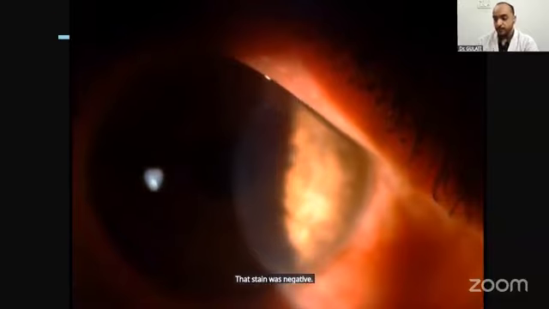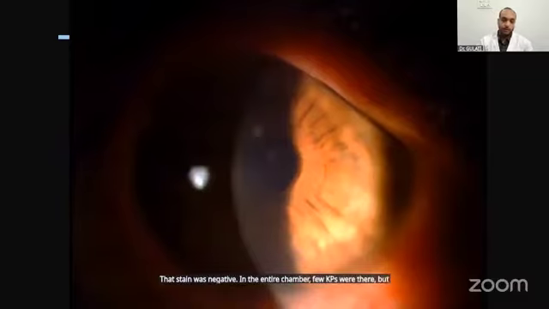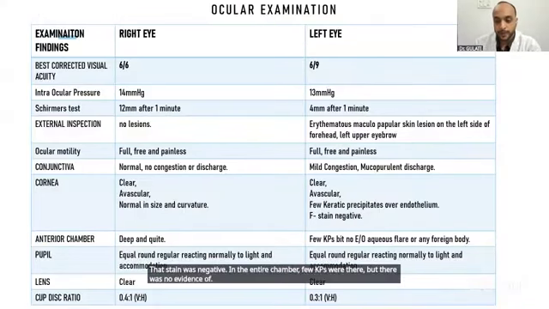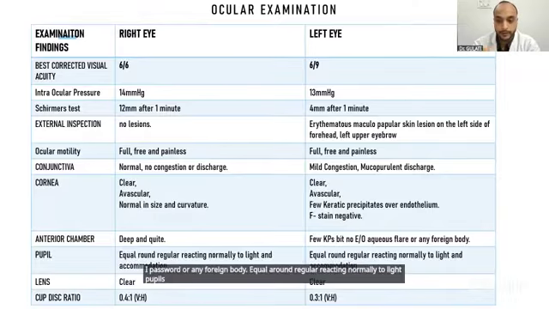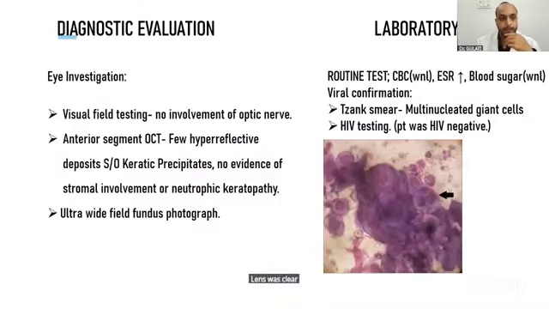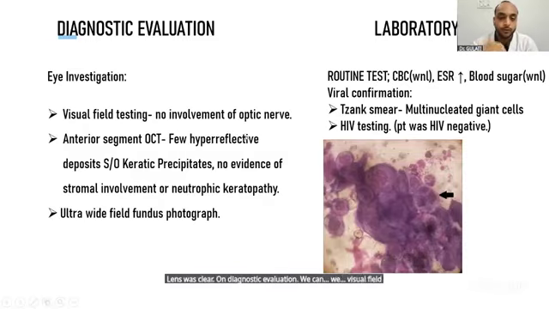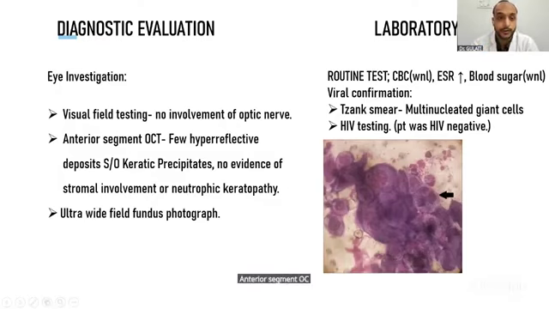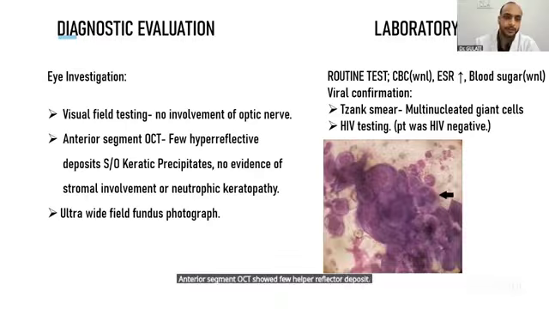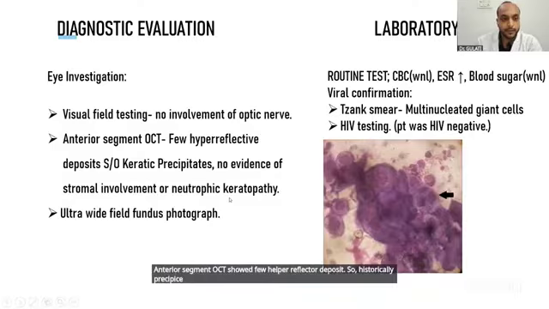In the anterior chamber, few KPs were there, but there was no evidence of aqueous flare or any foreign body. Pupil was equal, round, regular, reacting normally to light and to accommodation as well. Lens was clear. On diagnostic evaluation, visual field testing was done, which showed no involvement of the optic nerve. Anterior segment OCT showed few hyperreflective deposits, suggestive of keratic precipitates. Ultra-wide field fundus photo was done, which is shown in the next slide.